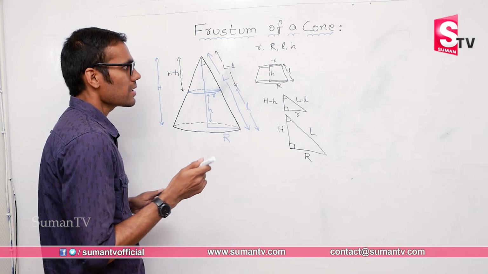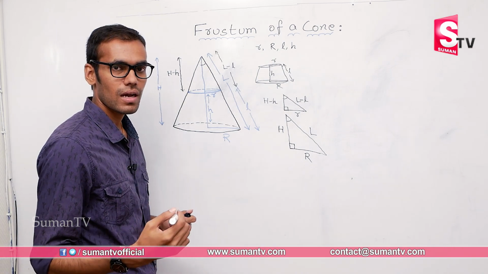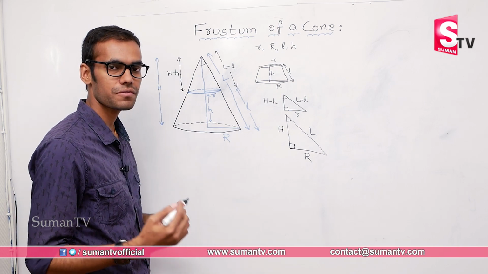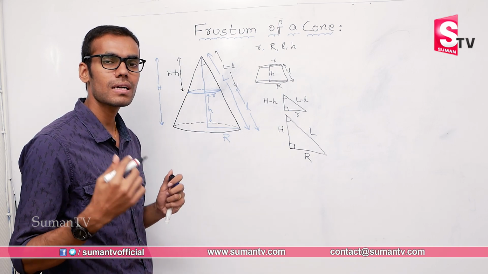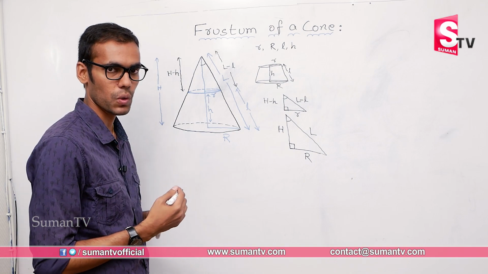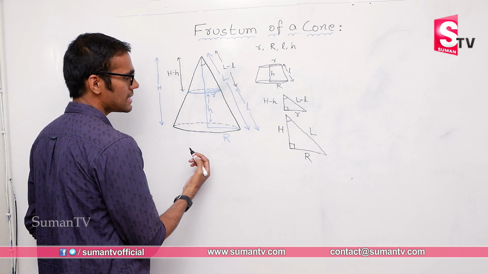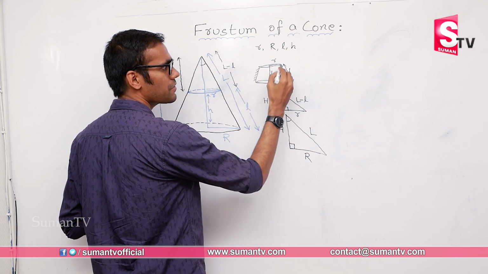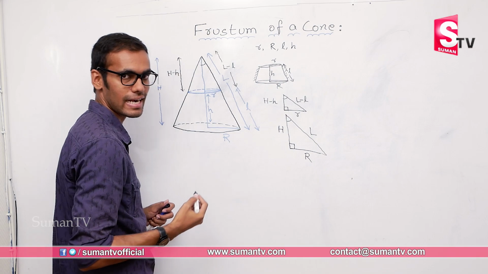So in the previous classes, we have learned how to derive the volume of the frustum of a cone. In this class, we will try to derive the curved surface area of the frustum of a cone. So what is curved surface area of the frustum of a cone? It is only the area that we will be able to touch at the slant height.